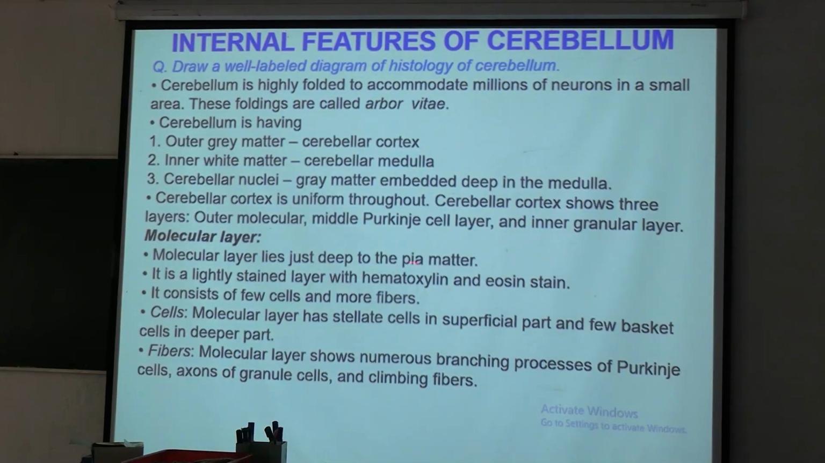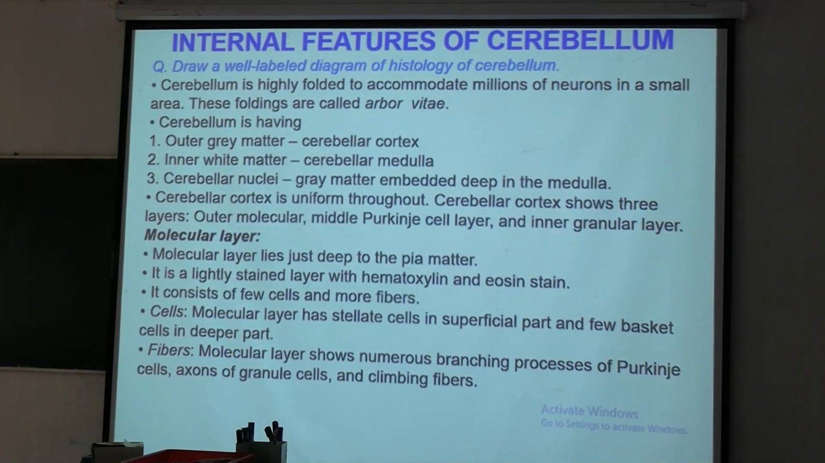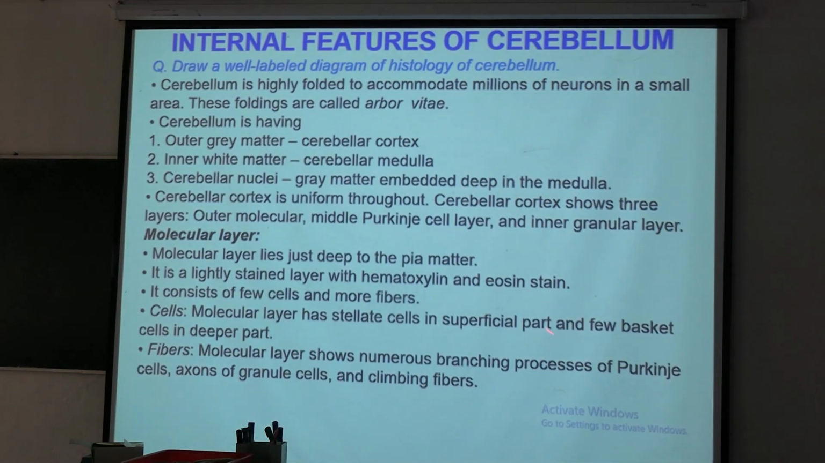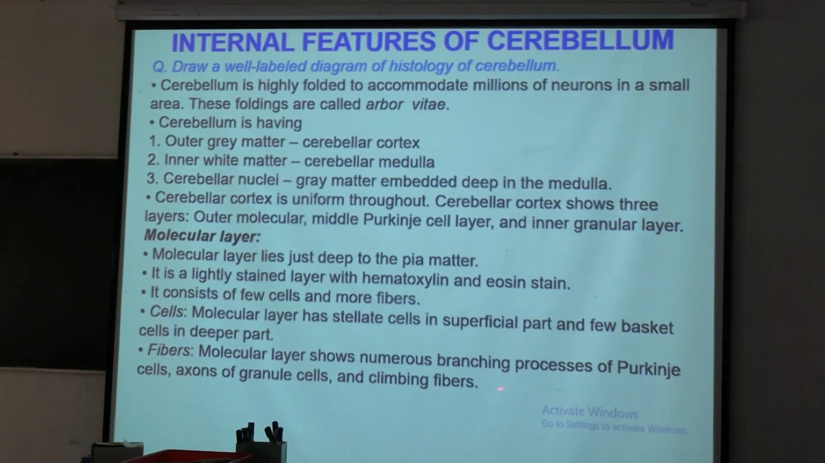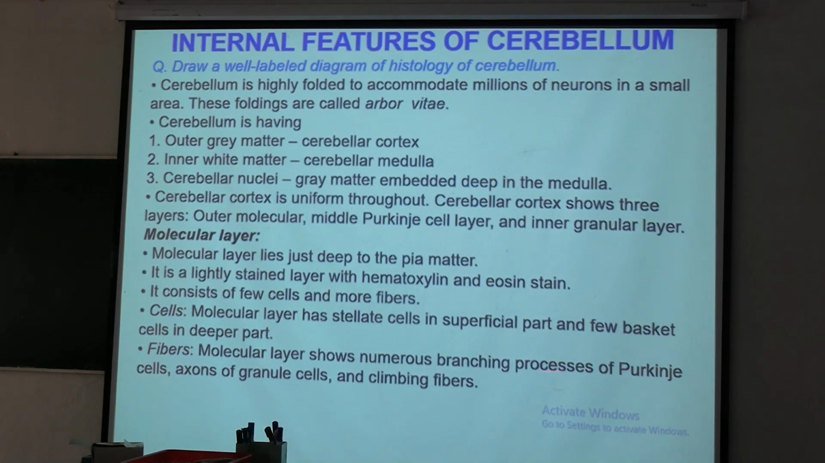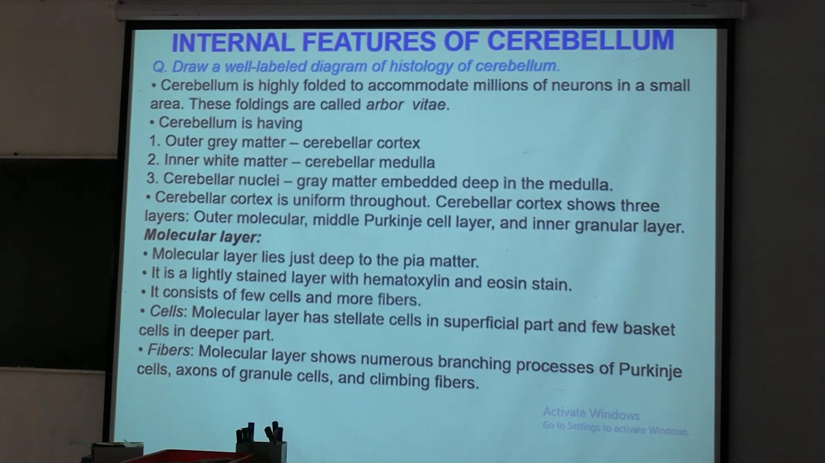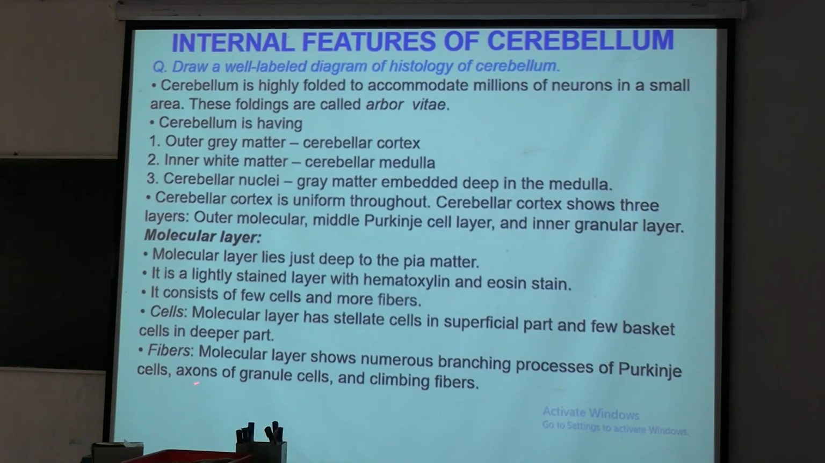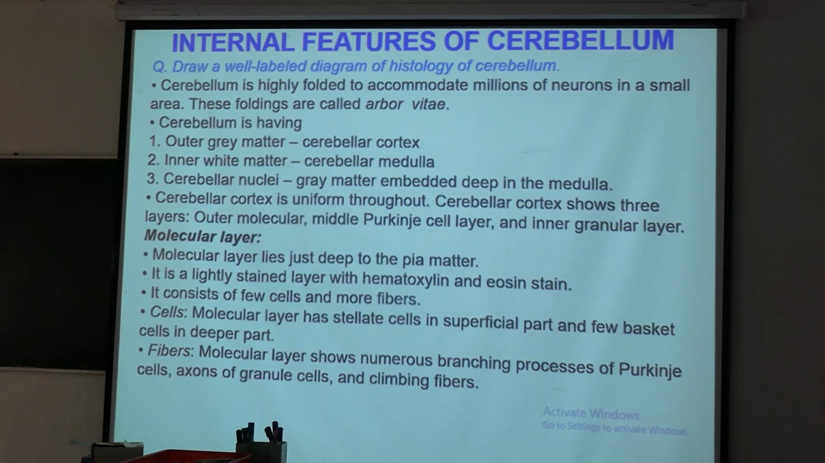The molecular layer lies just deep to the pia mater, that is, it is outermost, and it is a lightly stained layer with H&E stain, hematoxylin eosin stain, and it consists of few cells and more fibers. What are the cells lying in the molecular layer? It has stellate cells in the superficial part and a few basket cells in the deeper part. And the fibers in the molecular layer are the numerous branching processes of the Purkinje cells, the tree-like branching of the dendrites of the Purkinje cells, and axons of the granule cells and climbing fibers are lying here.